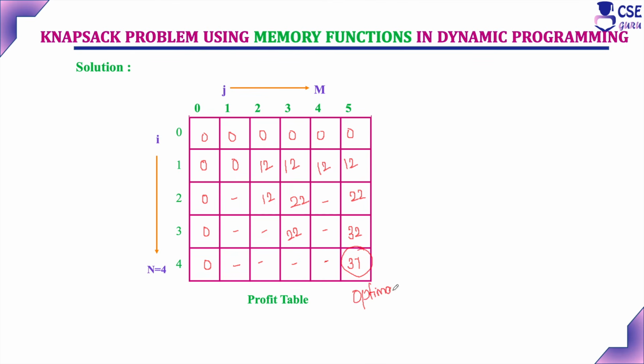And the optimal solution here is 37. The same result we got in the previous method also. Okay. So this is the procedure to implement the knapsack problem using the memory function method. And this memory function method is a bottom-up approach. And the previous tabulation method is nothing but the top-down approach. So these are the two methods in the dynamic programming technique to solve the knapsack problem.